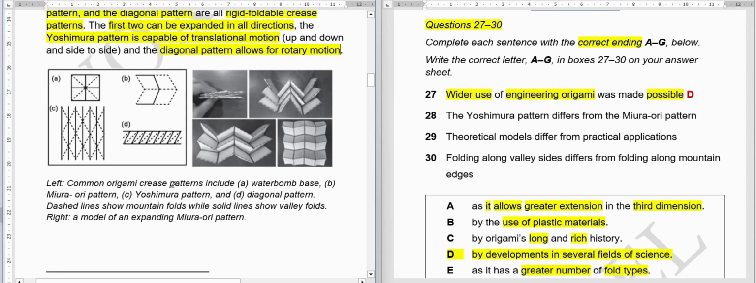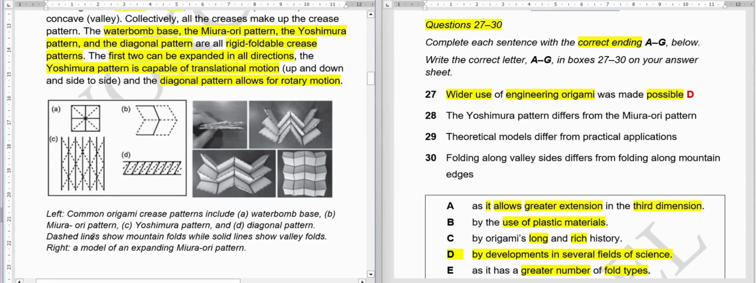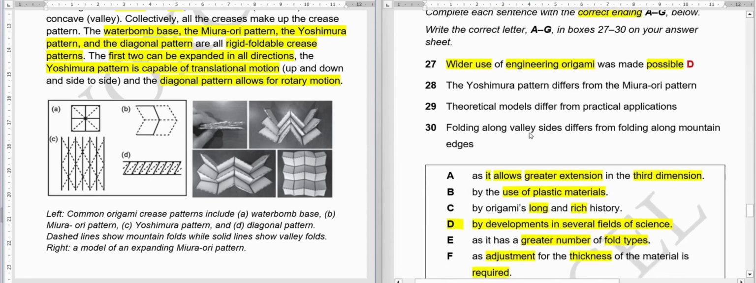Common origami crease patterns include, A, this is called water bomb, B is called Miura Ori pattern, this is Yoshimura, and this is the diagonal pattern. Dashed lines show mountain folds, while solid lines show valley folds. Here is a model of an expanding Miura Ori pattern. That is B. We don't have to concern too much about this. Let's read the questions now.